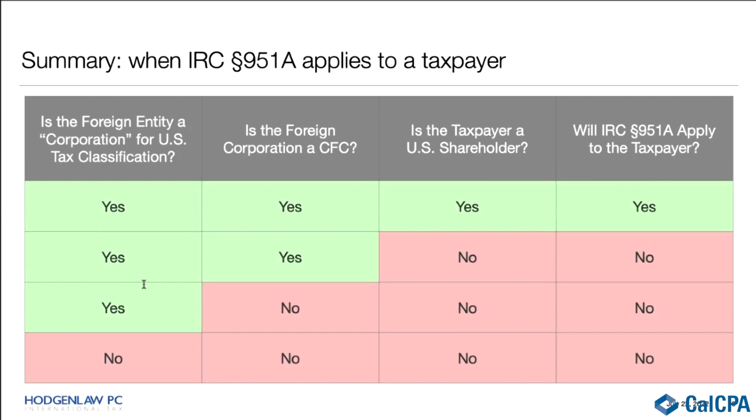On the third row down, we have both, it is both true that the corporation is not a CFC, and the taxpayer, your client, is not a U.S. shareholder. So for whatever reason, we've looked at all of the stockholders of the corporation, and we've decided that 50% or less is owned by U.S. shareholders. So again, we don't care. And of course, if the entity is not a corporation, then you don't worry about Section 951(a) at all, because it only applies to controlled foreign corporations.